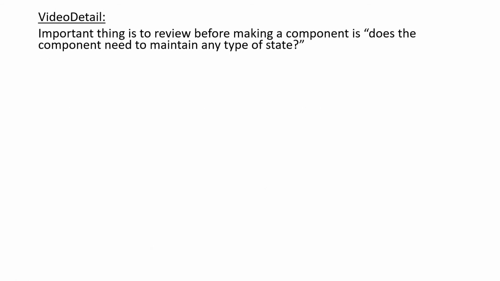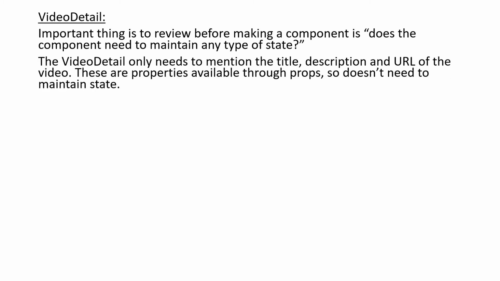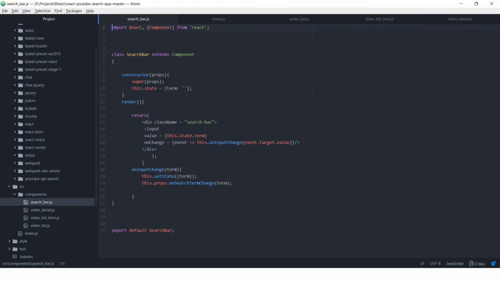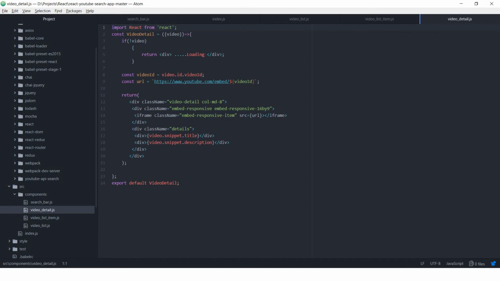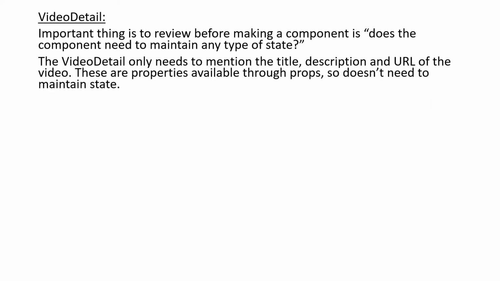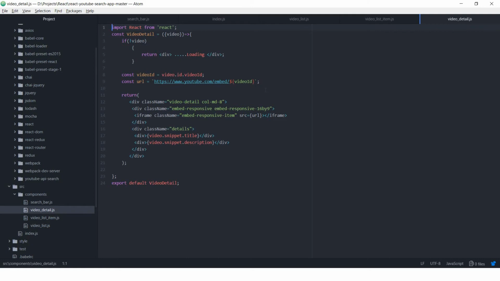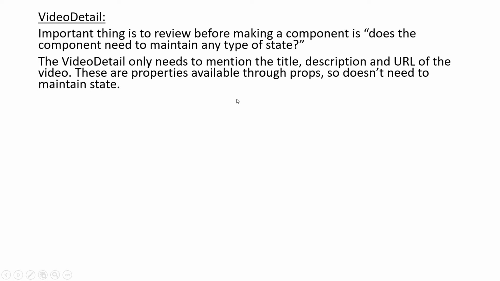VideoDetail. The important thing to review before making a component is: does the component need to maintain any type of state? The VideoDetail only needs to maintain the title, description, and the URL of the video. These are properties available through props, so it doesn't need to maintain any state. This is the VideoDetail as it looks in the project. It just needs to show the title, description, and URL.